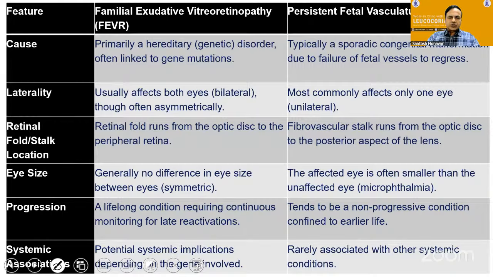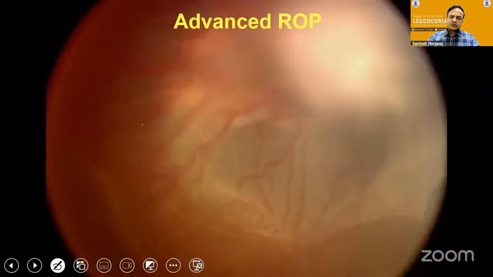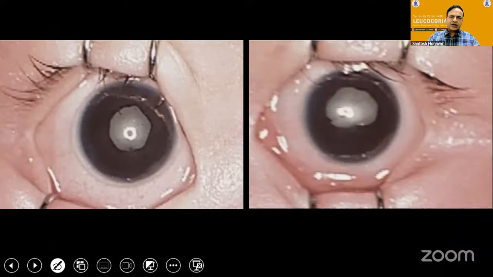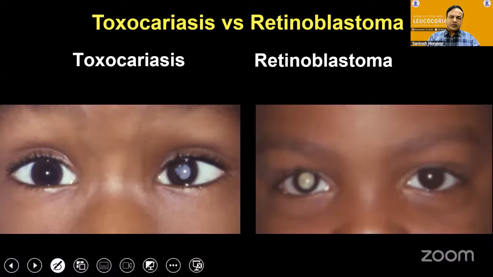Systemic associations are implicated in both, and bilateral FEVR. Advanced ROP can also simulate any of these conditions in the child with advanced ROP, where sometimes it may be difficult to differentiate unless there is a strong history. Coming to toxocariasis, if it is anterior, it can have anterior segment inflammation resulting in synechiae, etc., whereas in retinoblastoma, synechiae is rare.